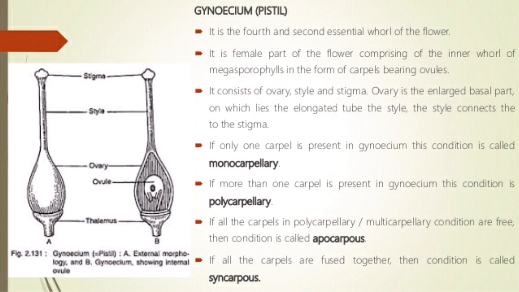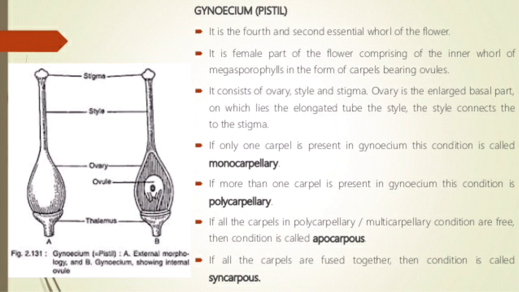Now see the fourth and the innermost whorl of the flower, that is the female sex organ, that is gynoecium, and one unit is known as pistil or carpel. It is the fourth and second essential whorl of the flower. It is the female part of the flower comprising of the inner whorl of megasporophylls in the form of carpels bearing ovules. It consists of 3 parts: ovary, style and stigma. Ovary is the enlarged basal part on which lies the elongated tube, the style. The style connects to the stigma.